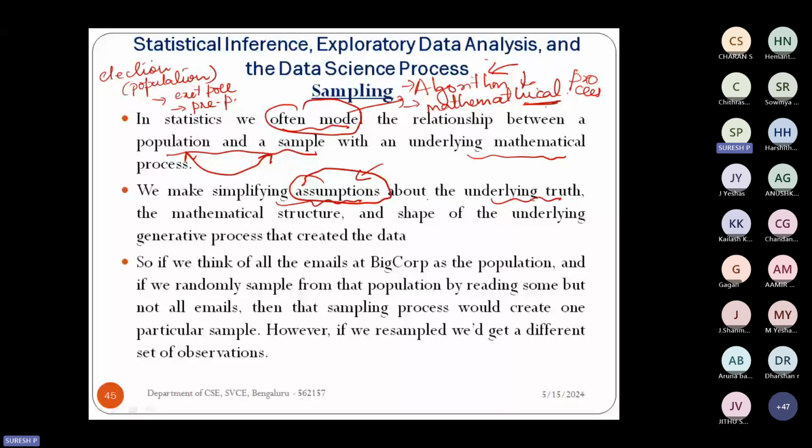The time-generated process creating data matters, because when you want to make assumptions about the underlying truths, you require the data. If the process of generating the data is fast, then obviously the result is going to come fast.